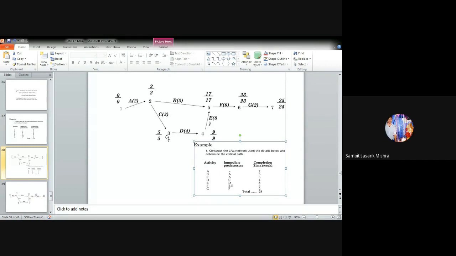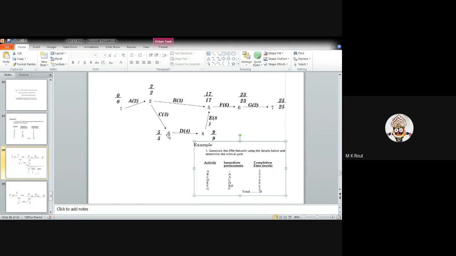Sir, why? Because the predecessor is A. The immediate predecessor is A. Why is it given in the data tables? As far as your data tables are concerned, whatever data is given, you can proceed with your network diagrams according to the network, according to the precedents or immediate precedents. So here we have the data given from A to B and A to C.